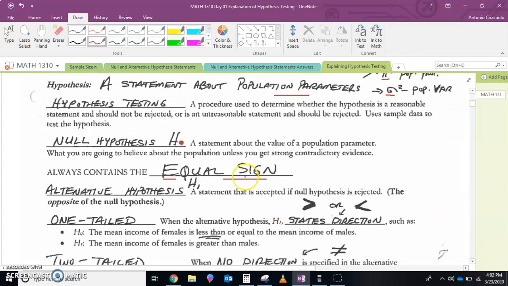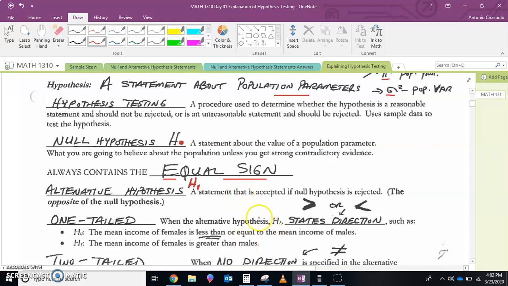The alternative hypothesis is denoted with an H, okay, with a little 1 next to it. This is a statement that is accepted if the null hypothesis is rejected. In other words, it's the opposite of the null hypothesis.